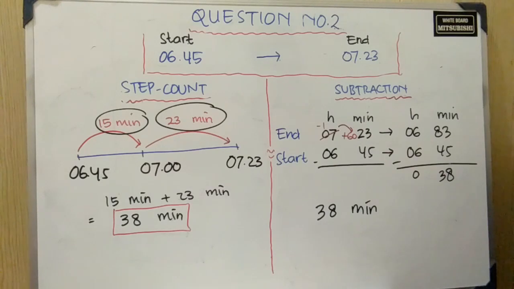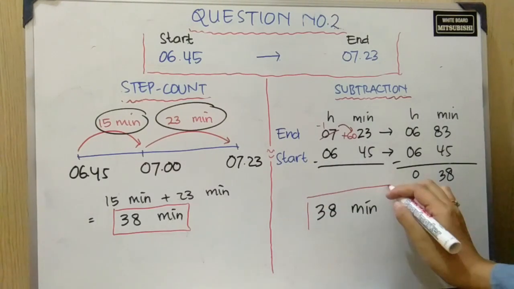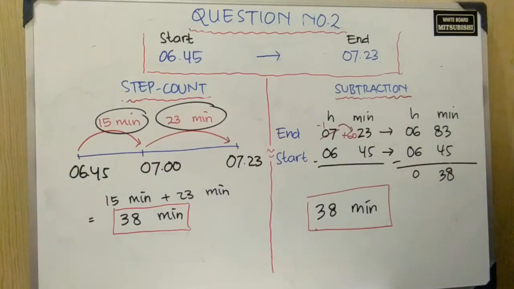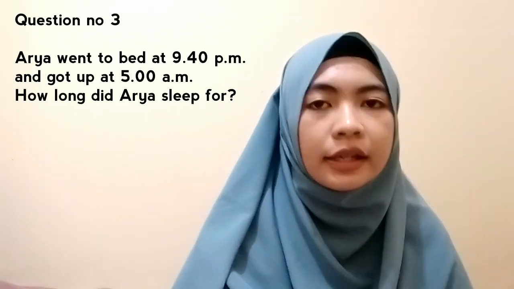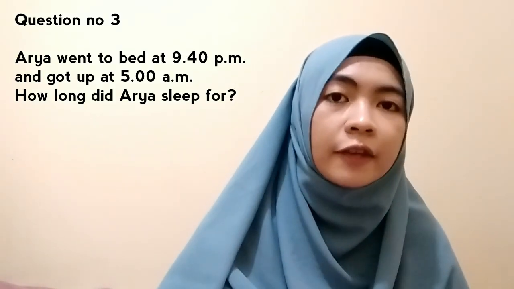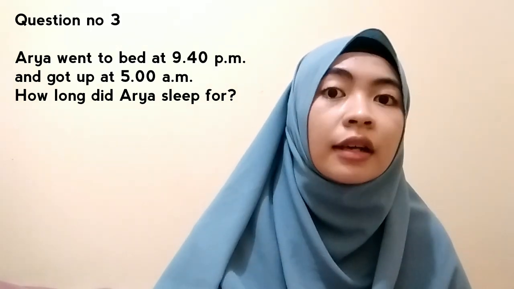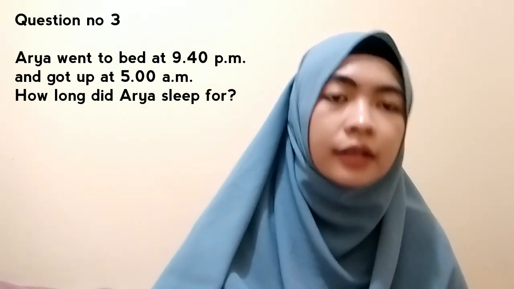So Fania takes 38 minutes to get to school. It's the same as the first way. Okay, next, the third question. Arya went to bed at 9:45 p.m. and he got up at 5 a.m. How long did he sleep for?